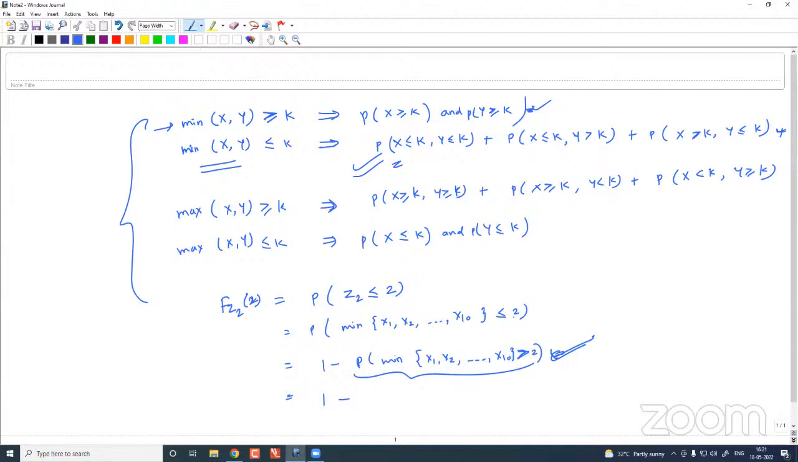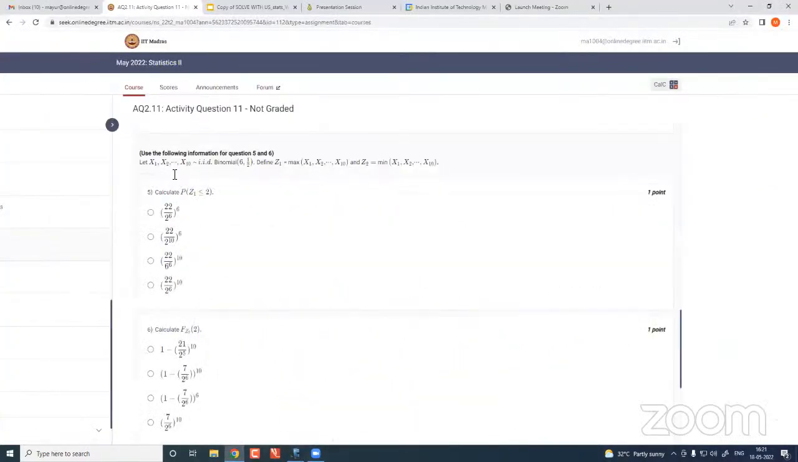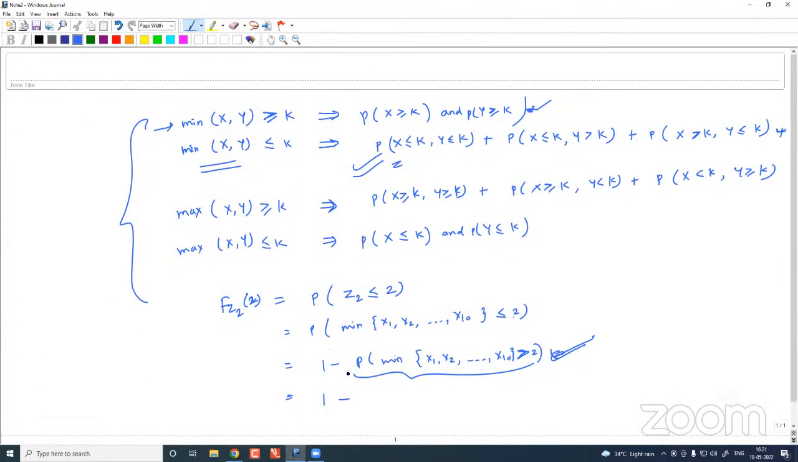So we have to find the probability from 3 to 10, sir. I think we can simply write everything is greater than 2 and proceed. Everything should be greater than 2, and then to the power of 10. So what is it for x1? It's a summation from 3 to 6, IID binomial 6, 1/2. Probability of x equal to 3 plus x equal to 4 plus 5, 6.